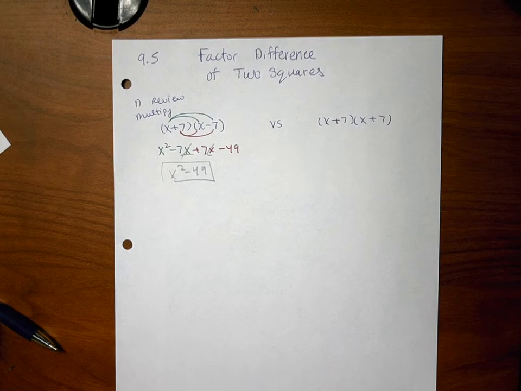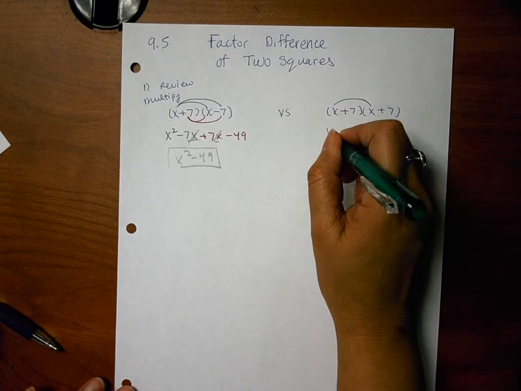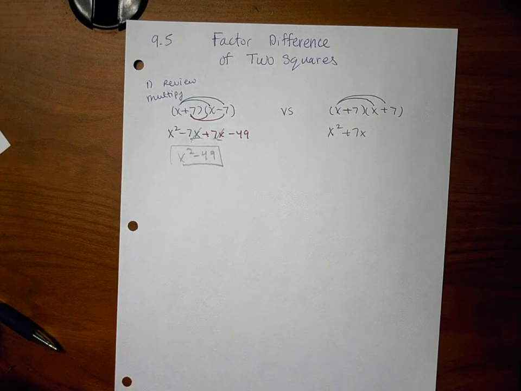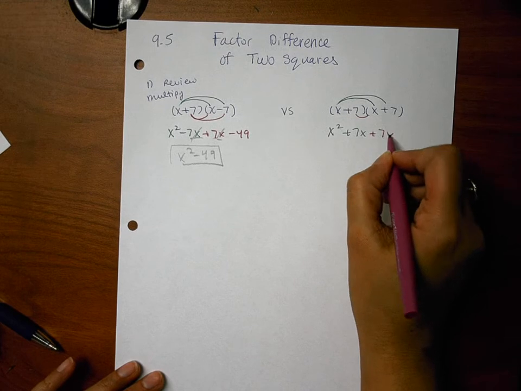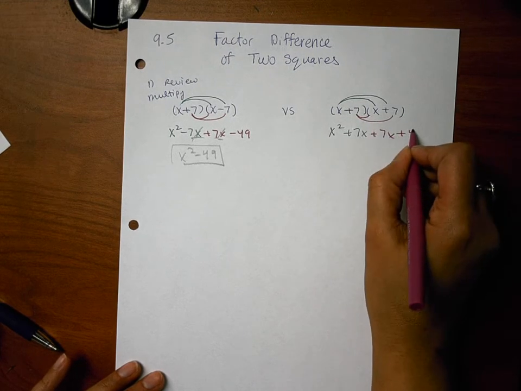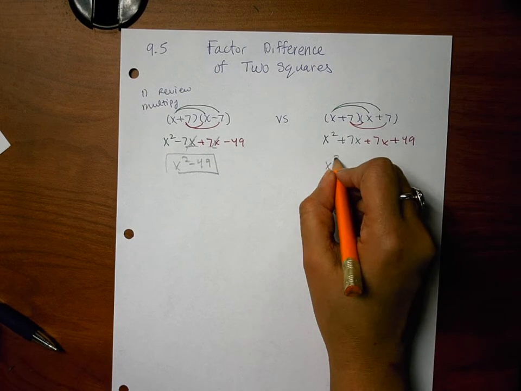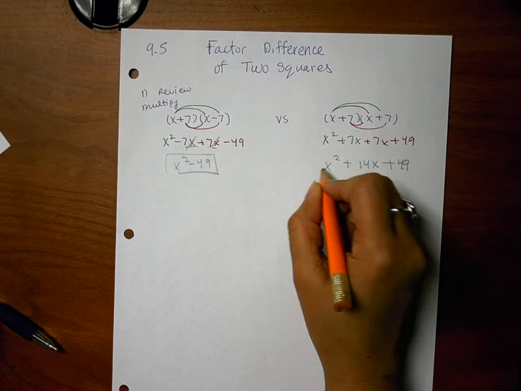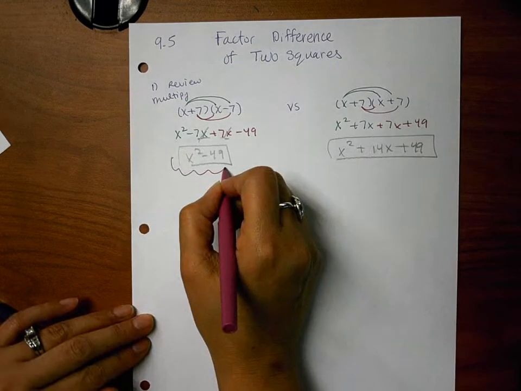This one, you also do your double distribution. X times x is x squared. X times 7 is positive 7x. And then you do it here. Positive 7 times x is another positive 7x. And then positive 49. Okay, x squared plus 14x plus 49. The middle terms do not undo each other because they are not opposites.